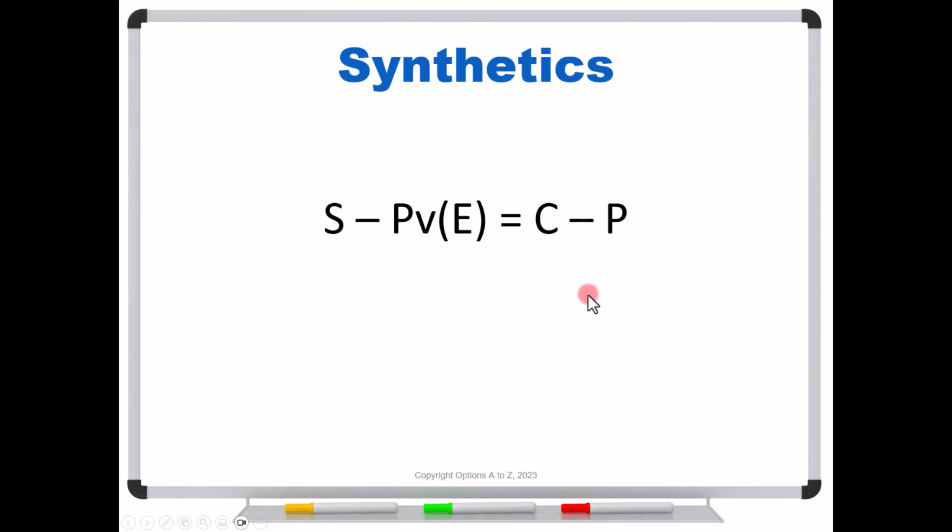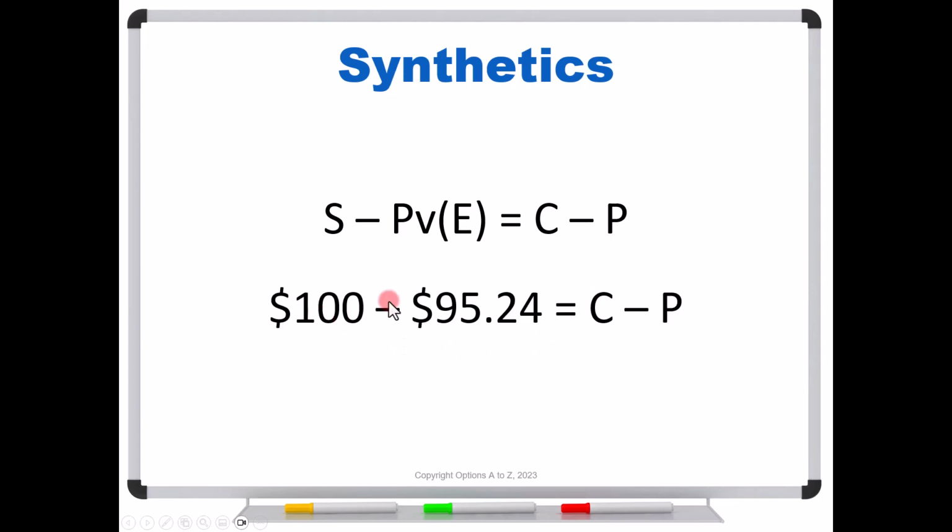equals the difference between the call and the put. So using the previous example, if we have the stock at 100 and the strike at 100, the present value of that exercise price is 95.24, and that would equal the difference between the call and the put. So this difference right here is 4.76. We would see a difference of 4.76 between the call and the put.